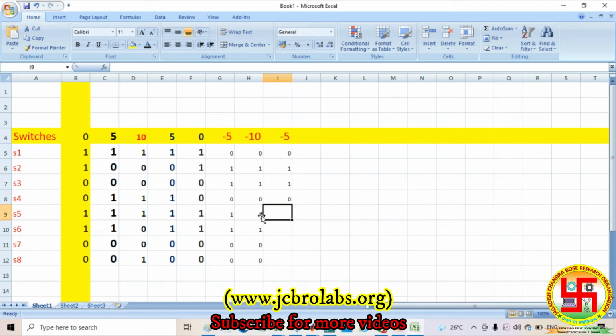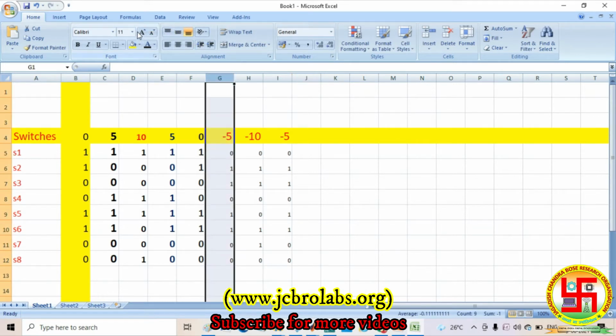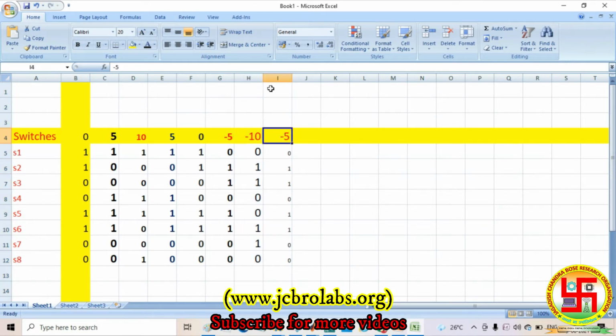For the minus 10 case, I think we did this one wrong actually. You can see 6 and 7 we need to turn on, and here 5, then 0 0. This is the truth table, the 5 level single phase truth table.